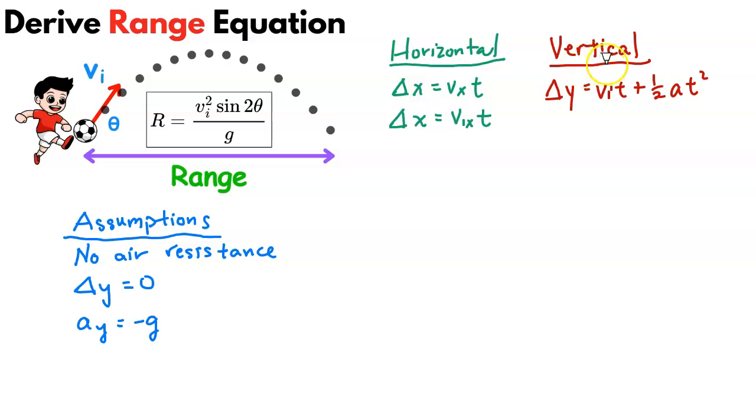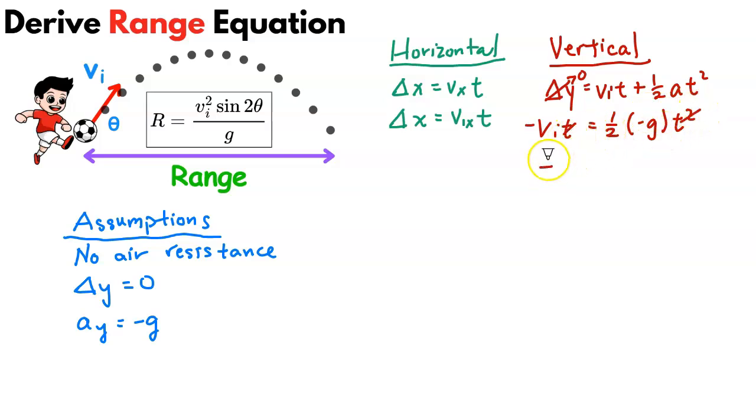Next, we're going to look at the vertical motion of an object in projectile motion. I'm going to use delta y equals vi t plus 1/2 a t squared. Because delta y is 0, I can move the vi t to the left, which makes it negative. It's equal to 1/2, and because up is positive, the acceleration is negative g, times t squared. Okay, so now I'm going to solve for t. One of the t's is going to cancel out.